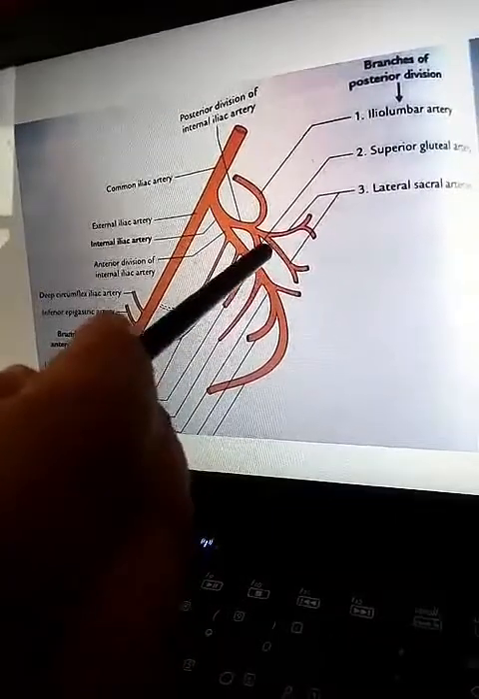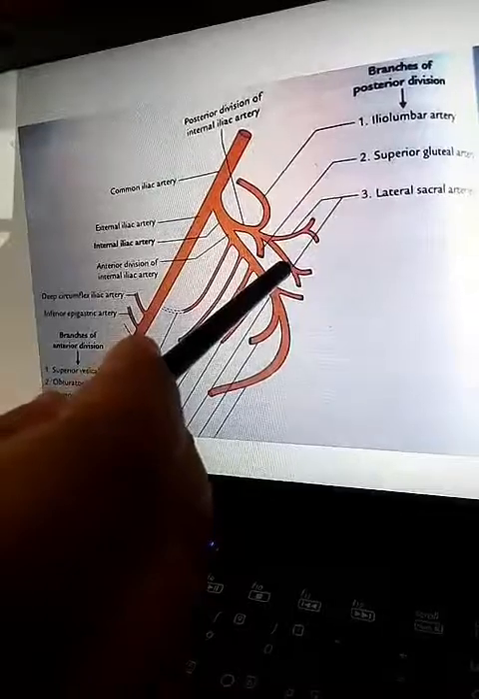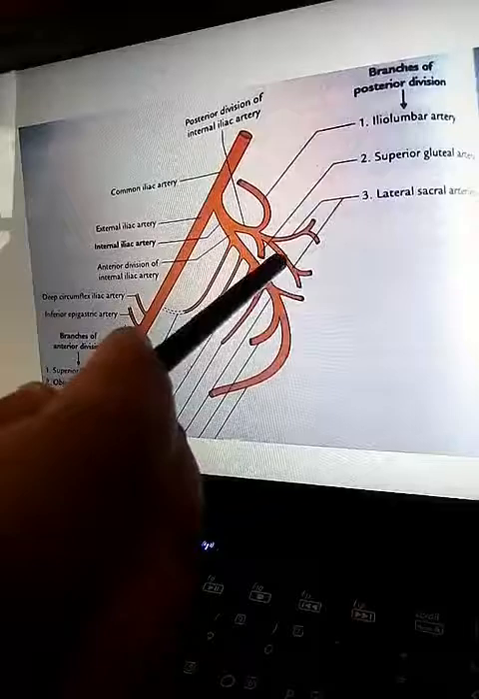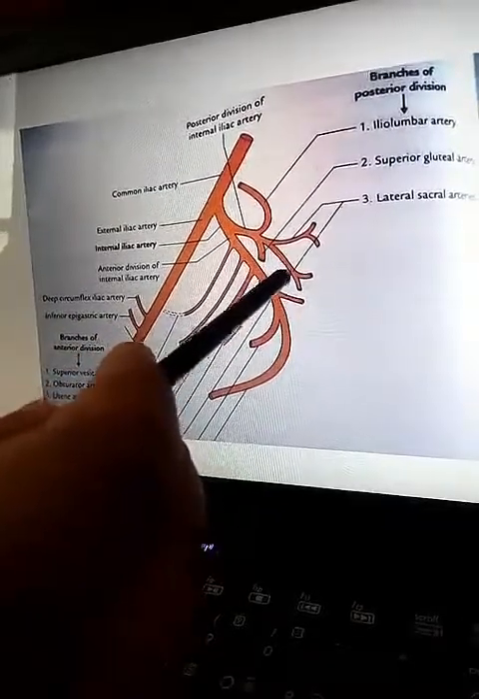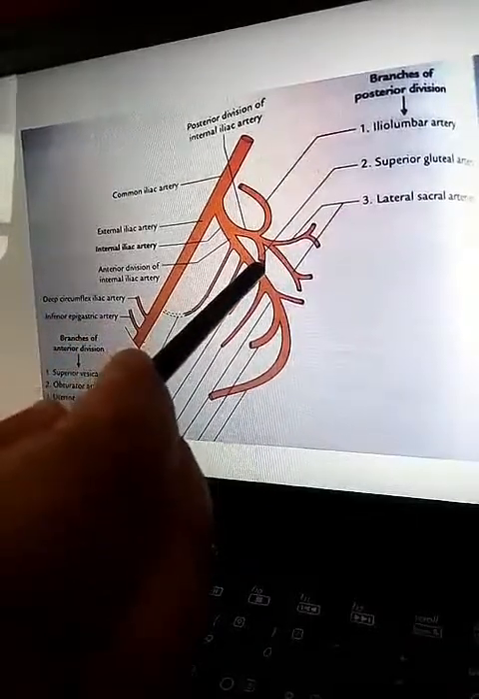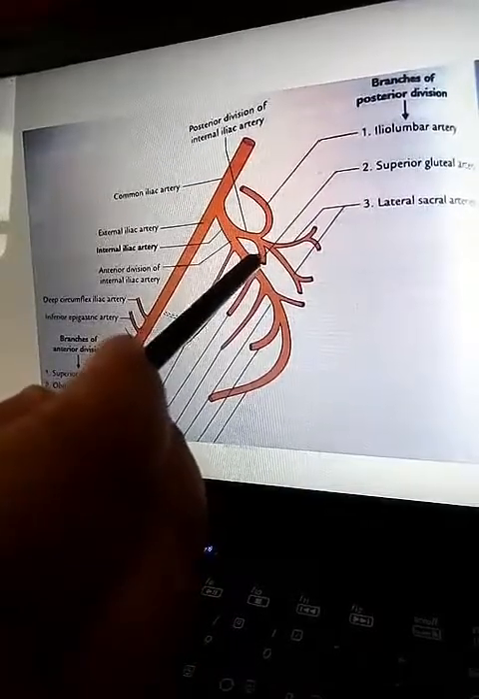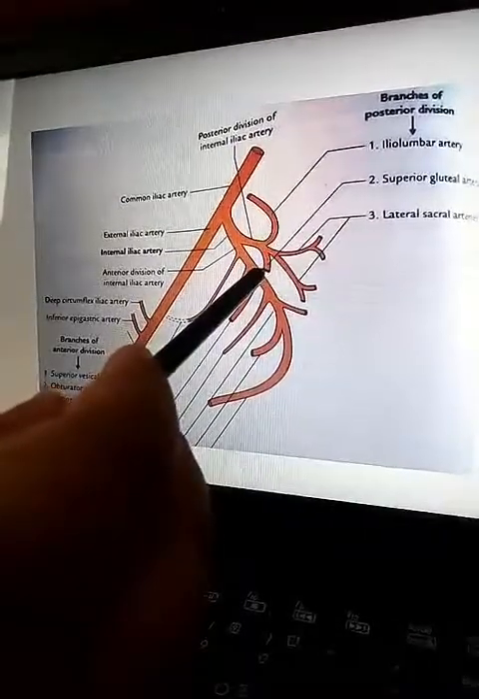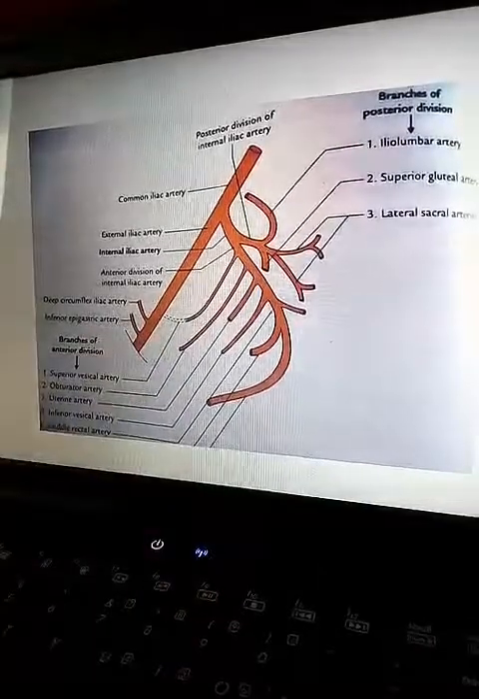They run downwards and medially over the sacral nerves. Their branches enter the sacral canal through anterior sacral foramina to supply its contents. Another is the superior gluteal artery. It first passes backwards between the lumbosacral trunk and ventral ramus of S1, then leaves the pelvis through the greater sciatic foramen along with the superior gluteal vessel.